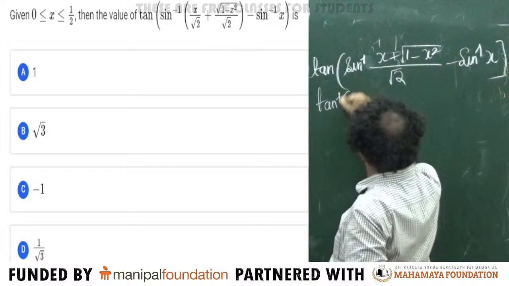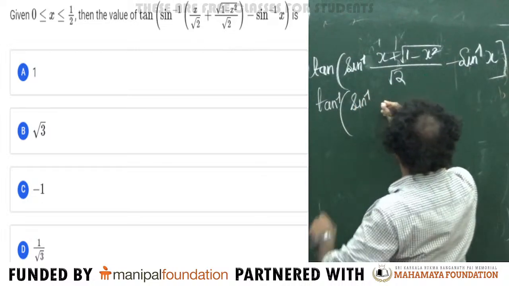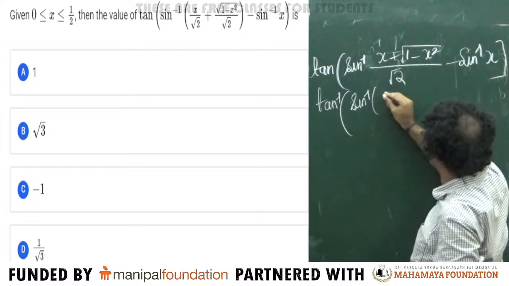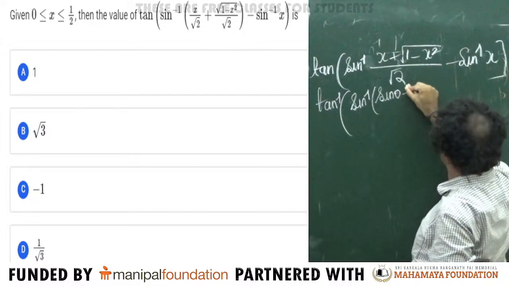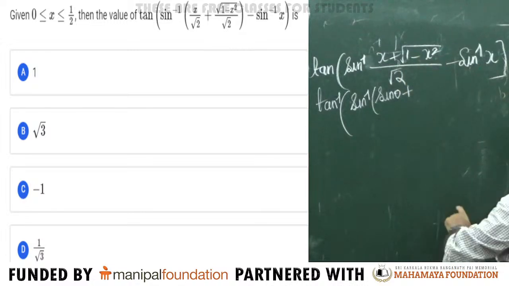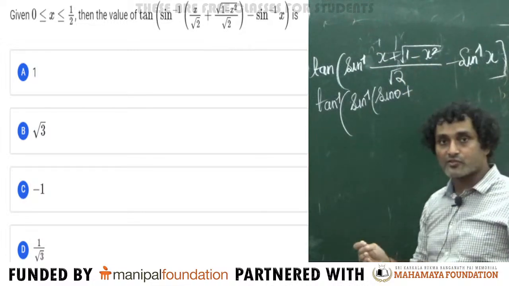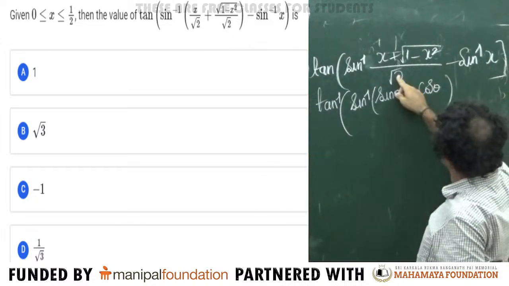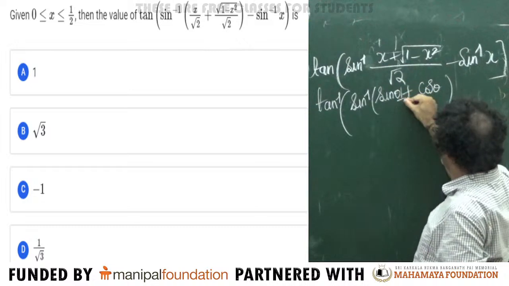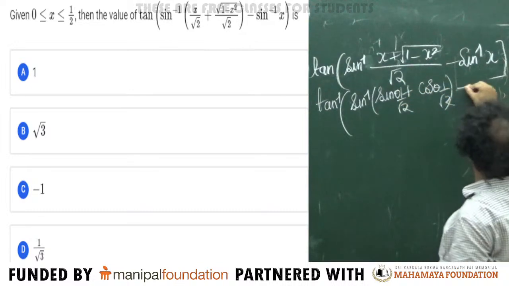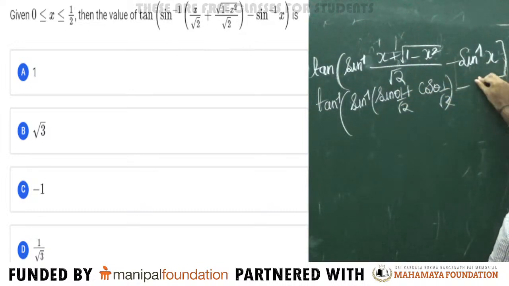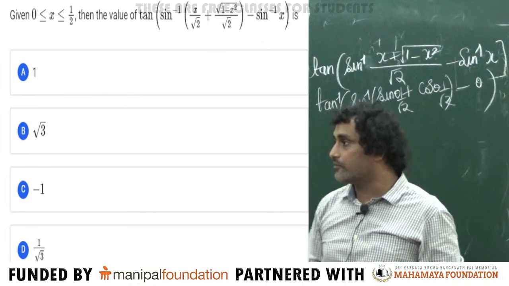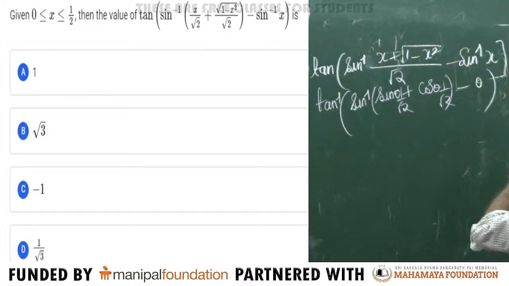Tan of sine inverse, who is this? X is sine theta, correct? Sine theta plus 1 minus sine square theta. Who is 1 minus sine square theta? Cos square theta. On taking root, you get cos theta. This whole divided by root 2, I'll do 1 by root 2. Who is sine inverse sine theta? Isn't it only theta? Sine and inverse will cancel, only theta will remain, correct, no? So this much you got.